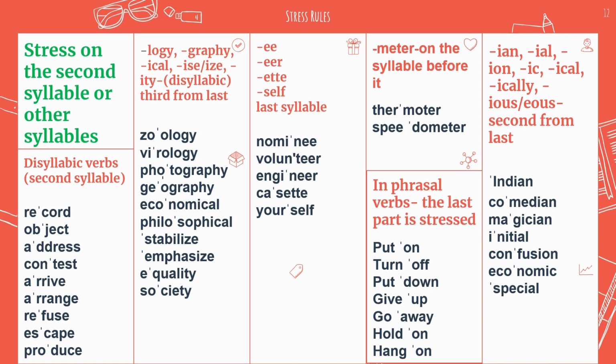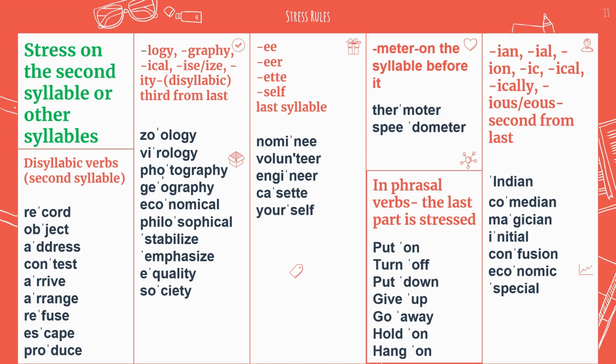Next, geography. Moreover, economical. Later, philosophical. Next, stabilize. Then, emphasize. Second last is equality. And the final one is society.